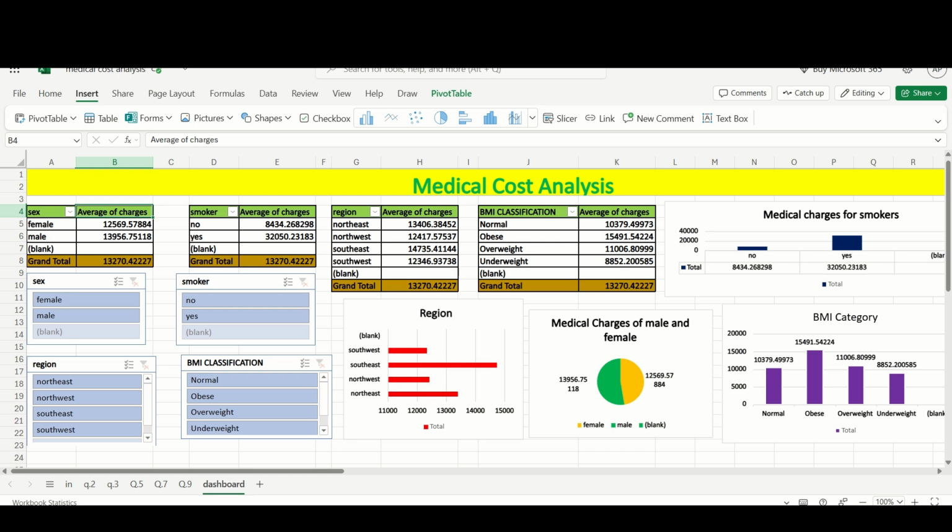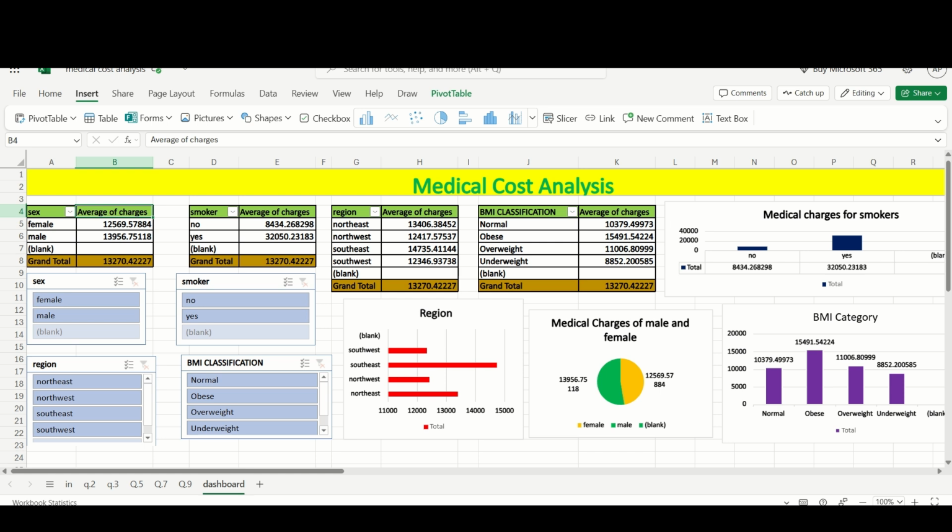So the first one is about sex, that is gender versus medical charges. You can see here males are having higher medical charges than females. Then the second one is about smoker versus medical charges. So here smokers are having higher medical charges than non-smoker. It displays the cost difference between smokers and non-smoker.